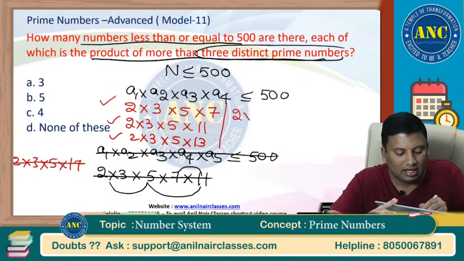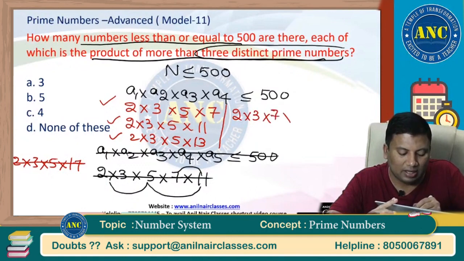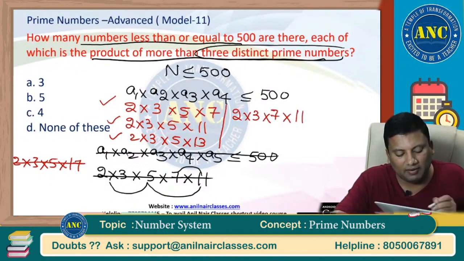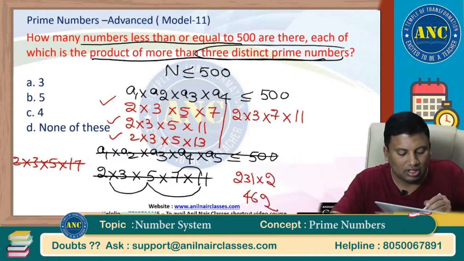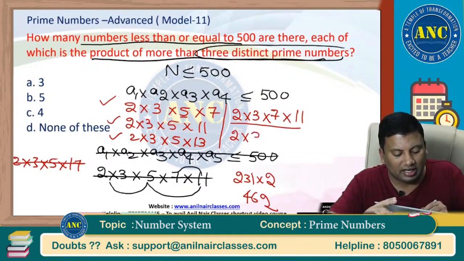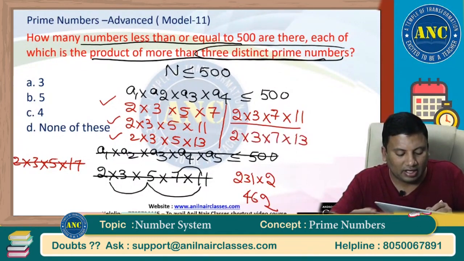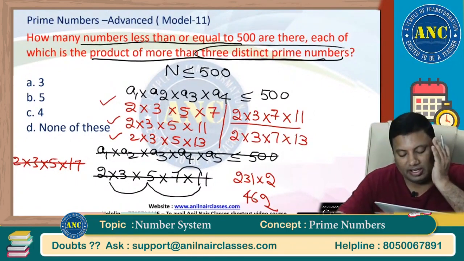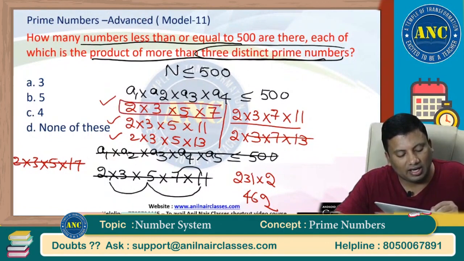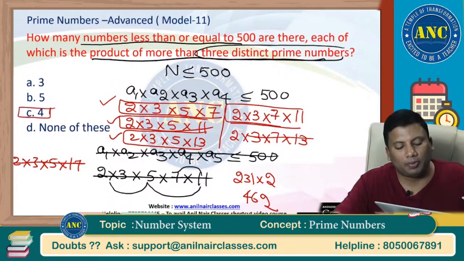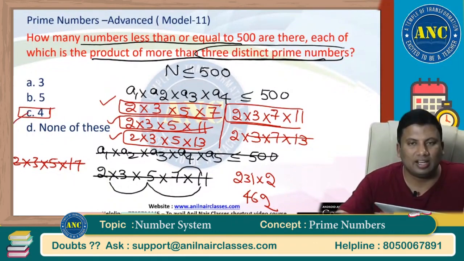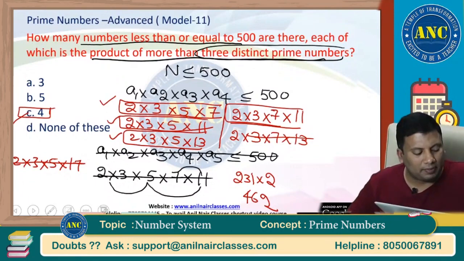3 cases came here. Next it is 2 into 3. Instead of 5, I will keep 7. After 7, what is the next prime number? 11. 2, 3, 7. 7 11s are 77. 77 3s are 231. 231 into 2, 462. This is also a possible case. Next case, if I take 2 into 3 into 7 into 13. 13 2s are 26. 3s are 78. 78 into 7. It is greater than 500. How many cases we got? 1, 2, 3, 4. 4 cases we got. There are 4 distinct prime numbers whose product will be less than or equal to 500. The idea is clear. If you go slowly, step by step, you will keep getting the answer.